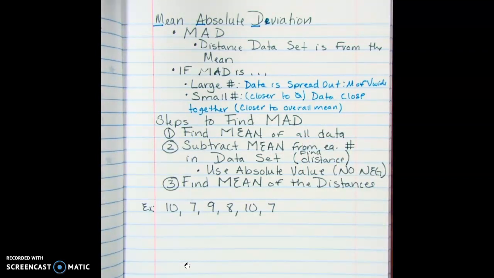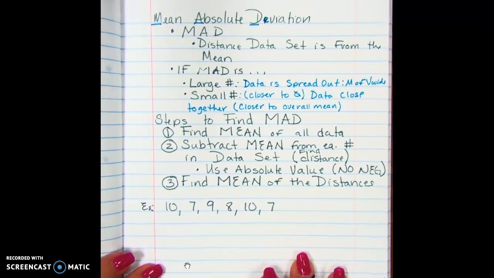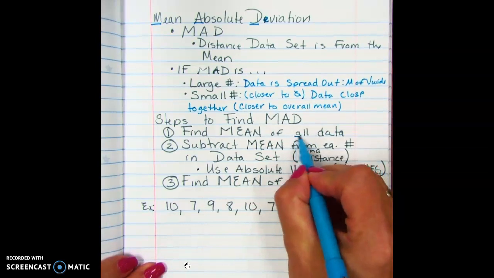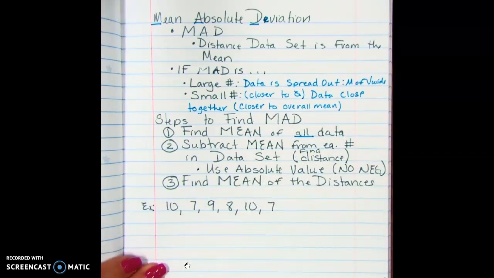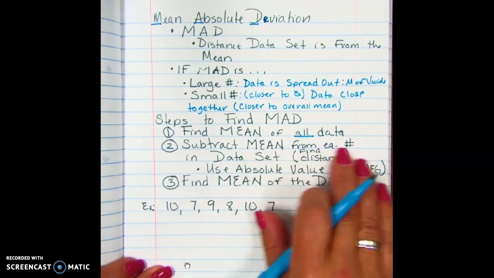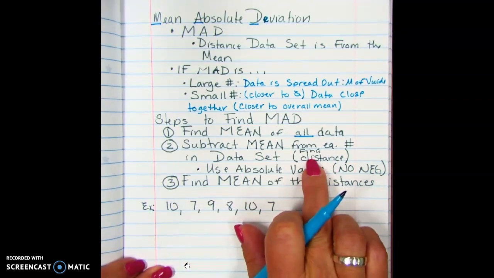So there are certain steps that we need to do to find the MAD. The first step is to find the mean of all the data listed. That's really important. That would be step one. Next, you're going to subtract the mean from each number in the data set. Basically, we're finding the distance.